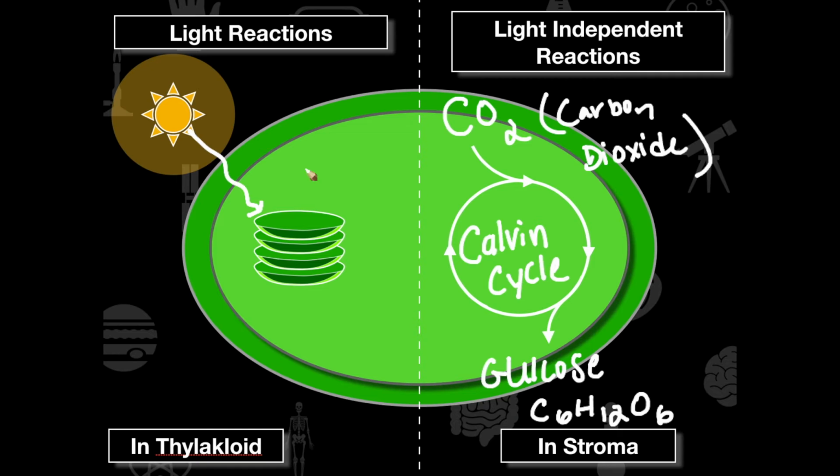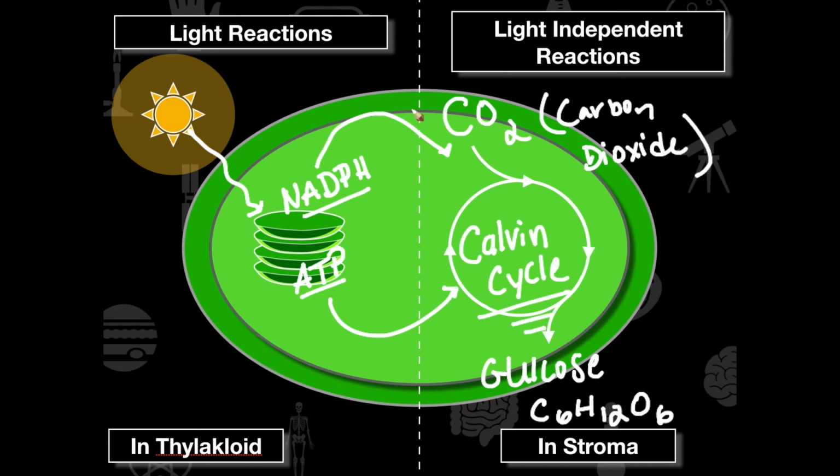The sun is beaming down light on the thylakoids, and inside the electron transport chain, what I'm trying to do is produce NADPH, which has energy via electrons, and I'm trying to produce ATP. So I'm taking these two molecules, which both contain energy, and sending them over to the Calvin cycle.